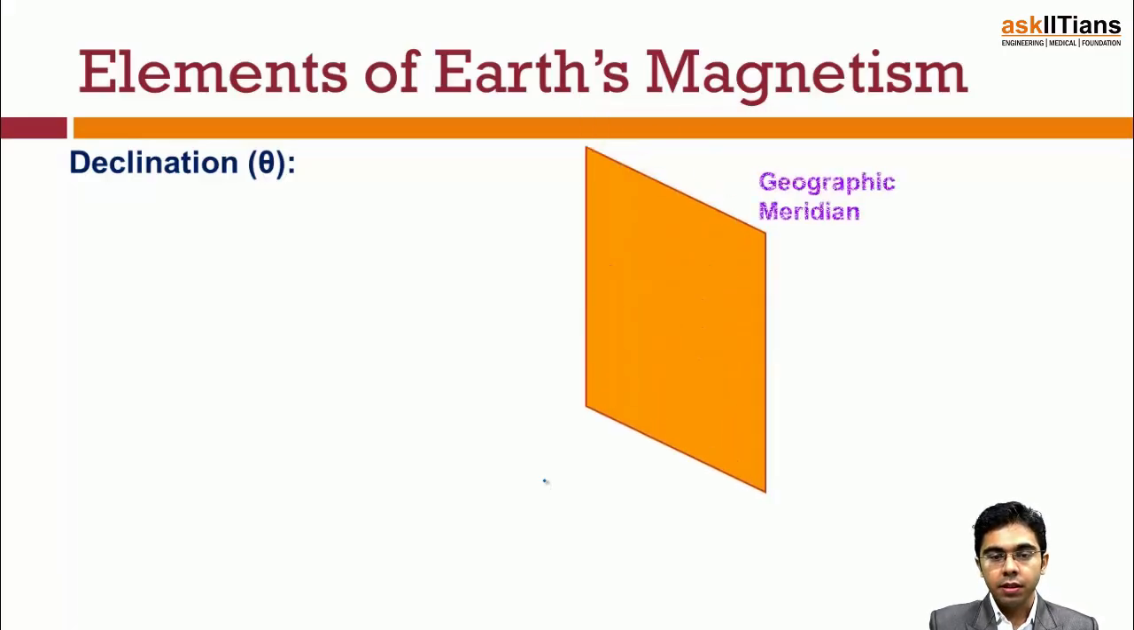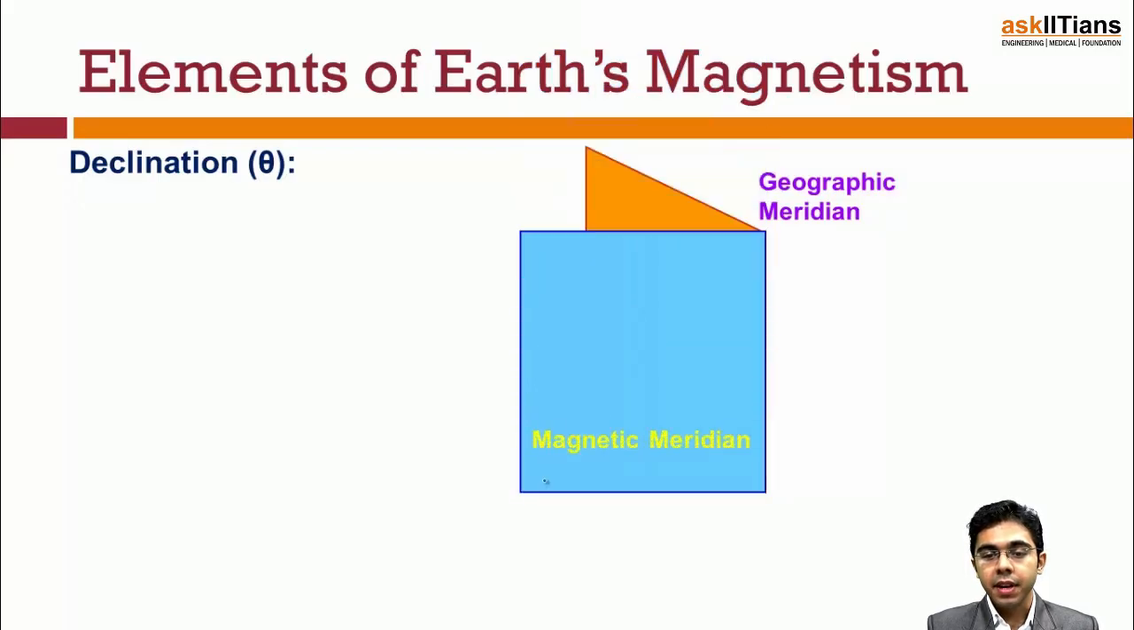Declination is represented by theta. In the previous part we have seen the geographic meridian, that means the plane passing through the geographic poles, and after that the magnetic meridian, that means the plane passing through the magnetic poles, that is magnetic north and magnetic south. This is called the magnetic meridian. So these are the two planes, and the angle between the two is theta, that is the declination. And why are we specifying this theta? Because the declination, or the angle between these two planes, is different at different places.